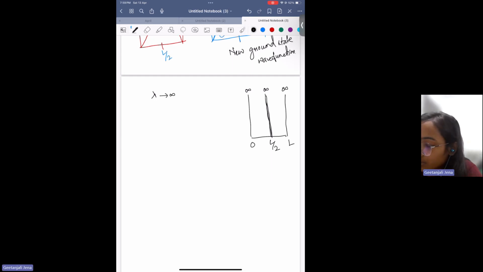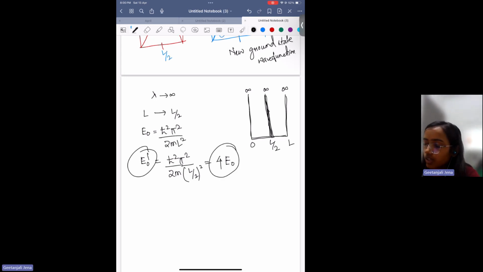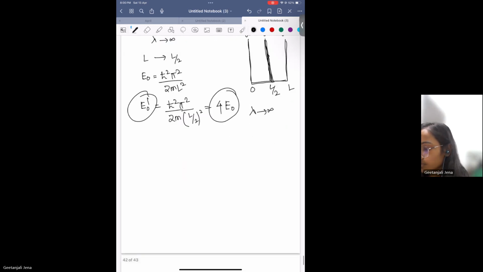So that means now the width L becomes L by 2, because there is a 1D well here and a 1D well here also. So E0 was h bar square pi square by 2m L square. Now we'll have E0 prime, which is h bar square pi square by 2m times L by 2 square. So this will become 4 times E0. So the ground state energy will become 4 times when lambda tends to infinity. Okay.